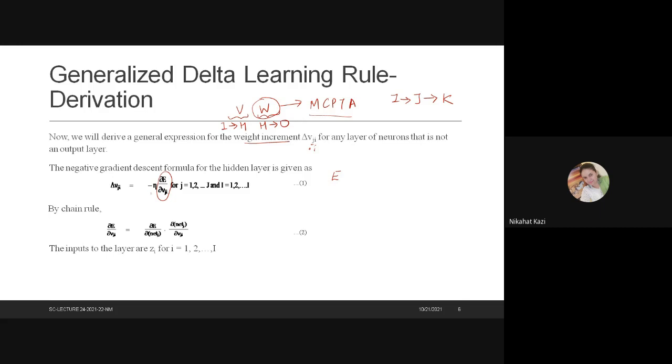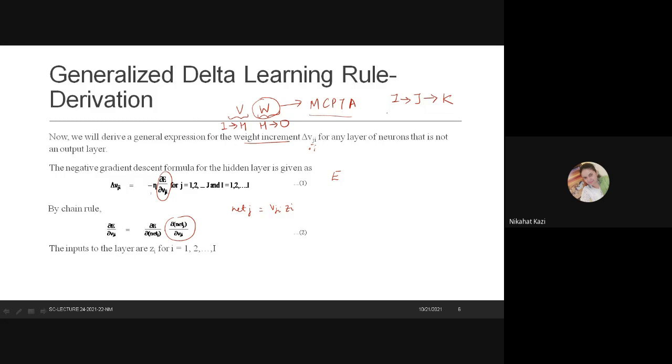Now, if you look at this equation closely, the second term, I can write net j as Vji times Zi. Because what is net actually? It is W transpose X, right? Weight times input, the weighted sum of inputs. In this case, it's net j. Net j is the weighted sum of inputs from the input to the hidden layer.